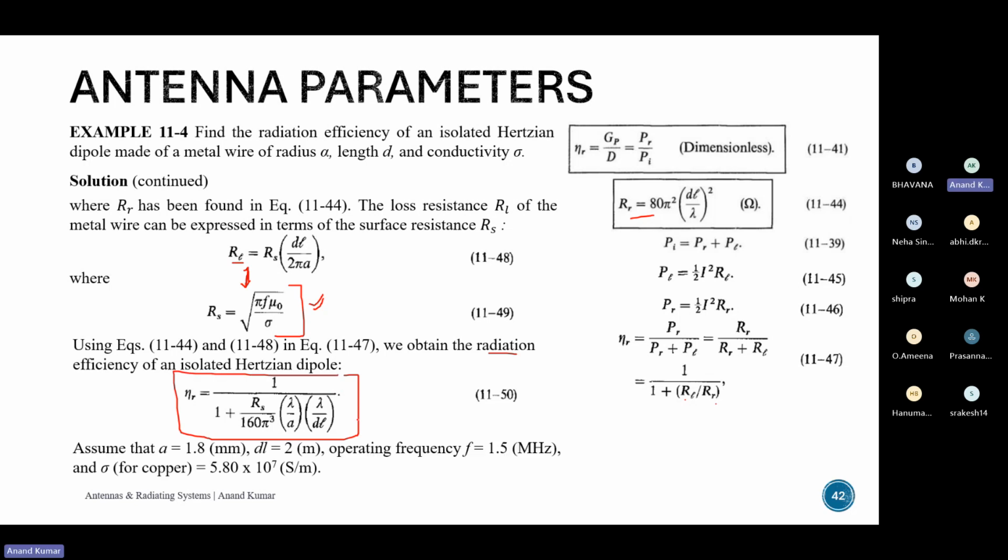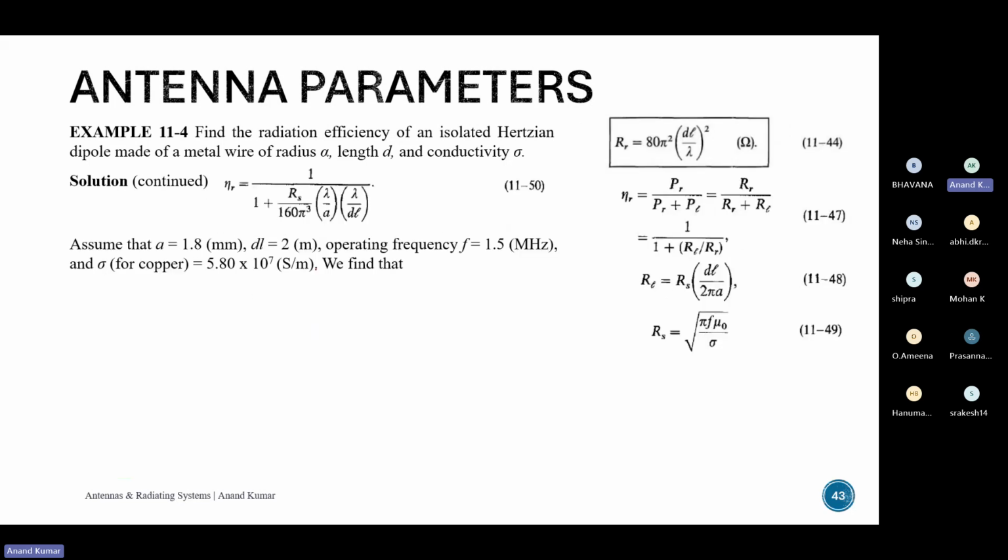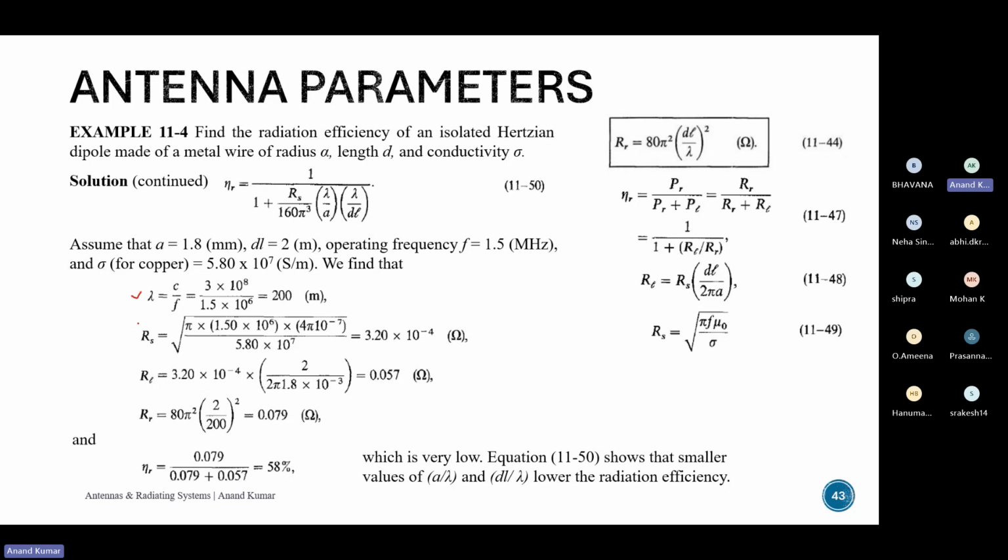Now we need to calculate the final value. We were given that the radius was 1.8 mm, the length was 2 meters, the frequency was 15 megahertz, and the conductivity is given. We just substitute that. We calculate the lambda, we calculate the RS value from the known values, we calculate the RL values, and we calculate the RR values. We substitute them in this expression, and we get the efficiency as 58%, which is very low.